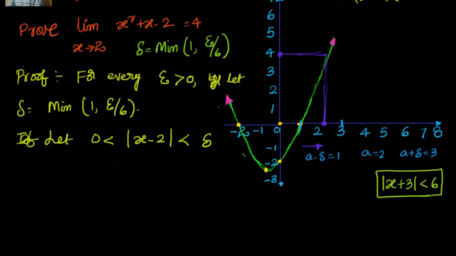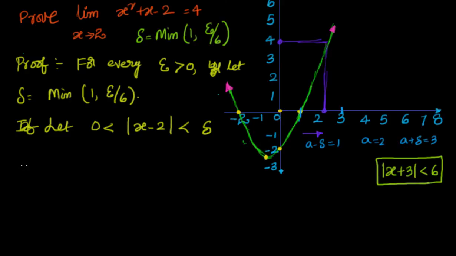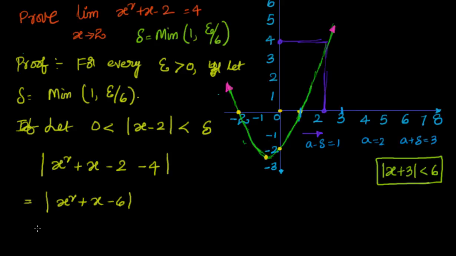So what do we have to prove now? We have to prove that |f(x) - L|, that is nothing but |x² + x - 2 - L|, is less than epsilon. But let's see what this is. This is nothing but x² + x - 6. We already know this is (x + 3)(x - 2).